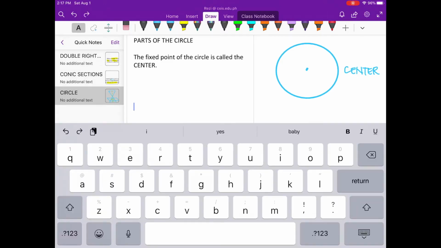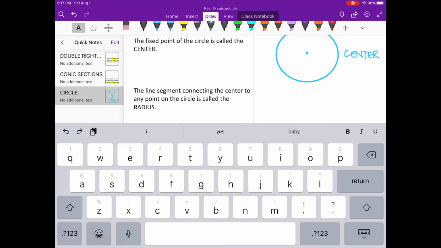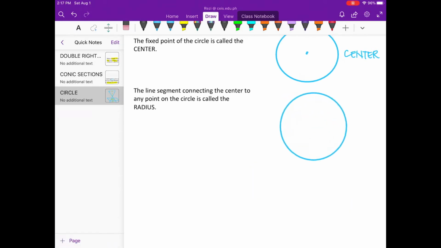For the next part, the line segment connecting the center to any point on the circle is called the radius. So let's draw a circle here. Where can you find the radius? It's located from the center connecting to a point here. So that's called a line segment, the radius.